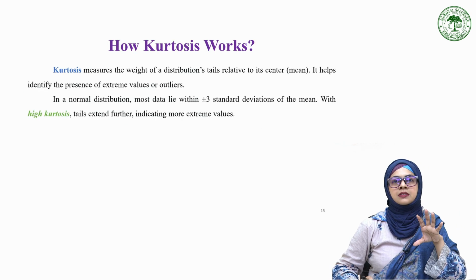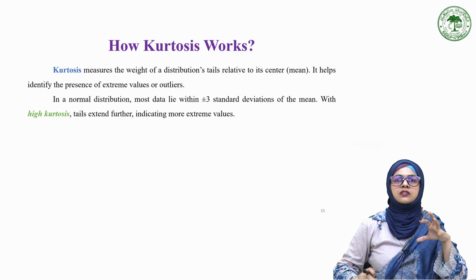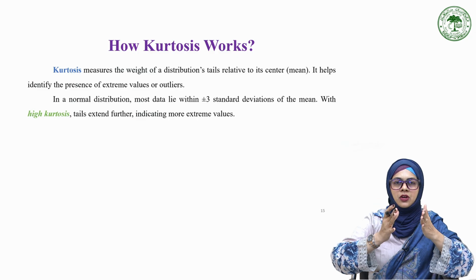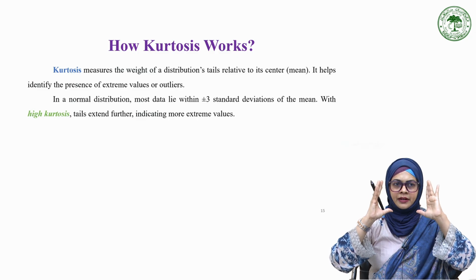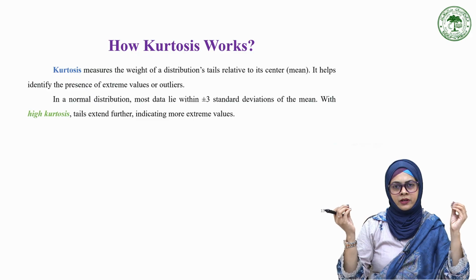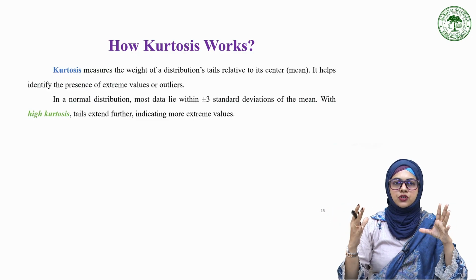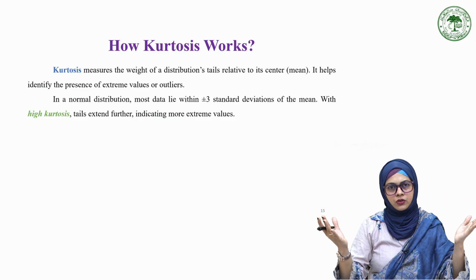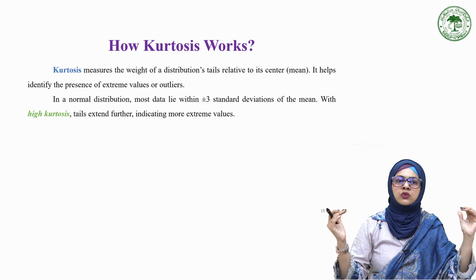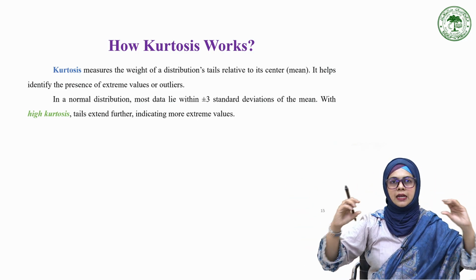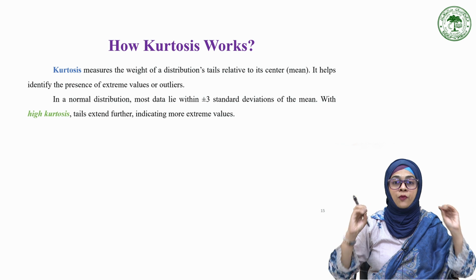Kurtosis measures the weight of the distribution tail relative to its center mean. It helps in identifying the presence of extreme values or outliers. Now, in a normal distribution, data lies within plus and minus 3 standard deviations of the mean, right? So with high kurtosis, the tail extends further, indicating that there are more extreme values.